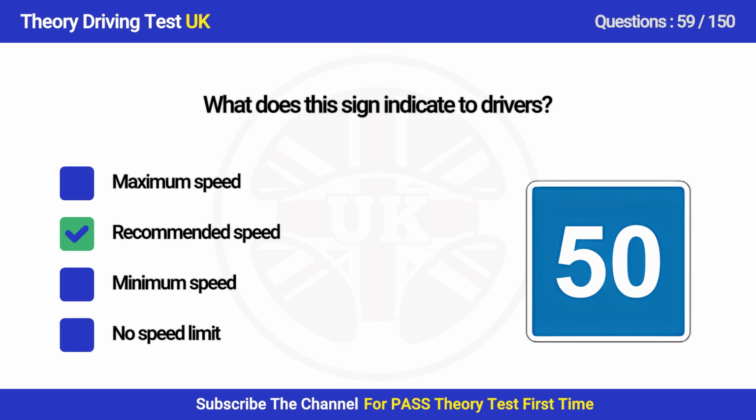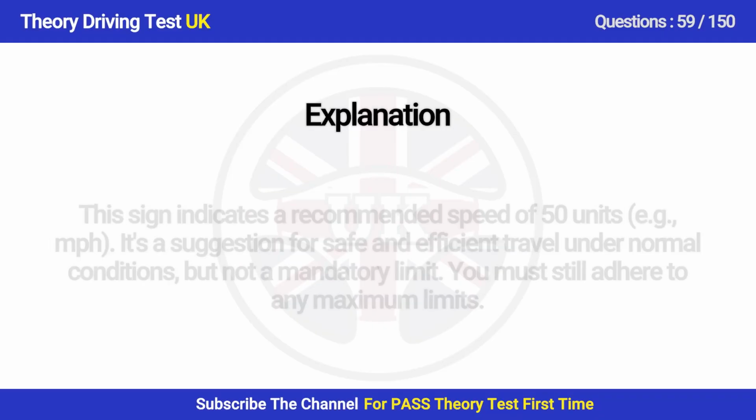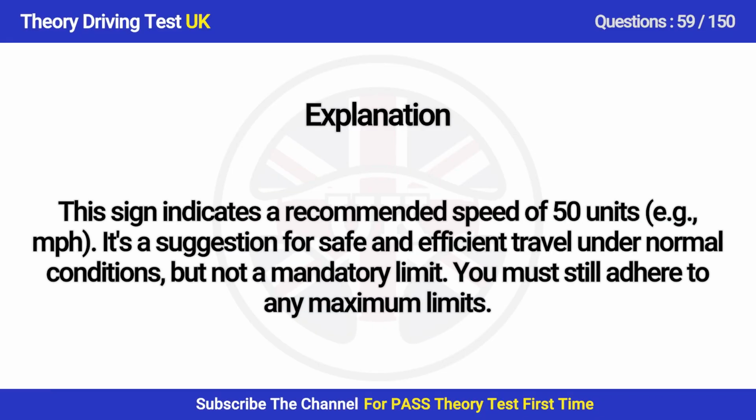Answer is B. Recommended speed. This sign indicates a recommended speed of 50 units, for example. It's a suggestion for safe and efficient travel under normal conditions, but not a mandatory limit. You must still adhere to any maximum limits.